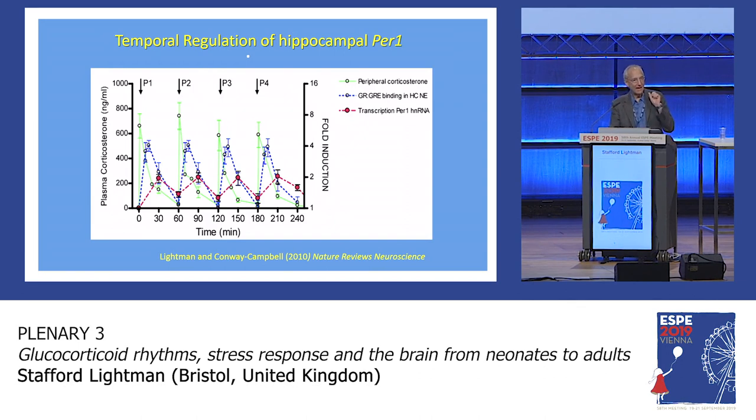So this is just looking in the hippocampus. So this is in vivo. We're looking at rats. We've taken their adrenals out, and we've given them pulses of corticosterone back. So we measure corticosterone in the plasma, in green, this is levels of corticosterone in the plasma. We then look at the amount of binding of glucocorticoid receptor to GREs on the DNA. You can see these pulses of binding to the DNA. And then if we look at transcription, we're looking at the heteronuclear RNA of a gene called Period 1. You can see that this is actually pulsing. So you can see gene pulsing, genes turning on, turning off, turning on, turning off with every single pulse of corticosterone. Remember, this is in the brain in vivo that we're looking at.